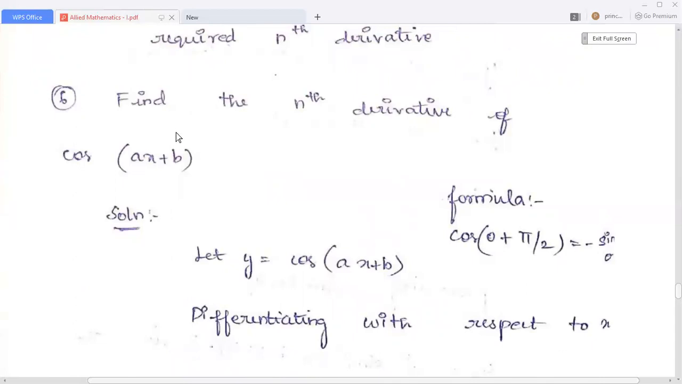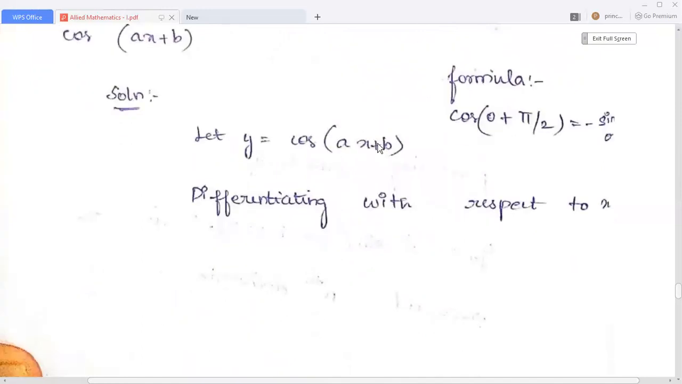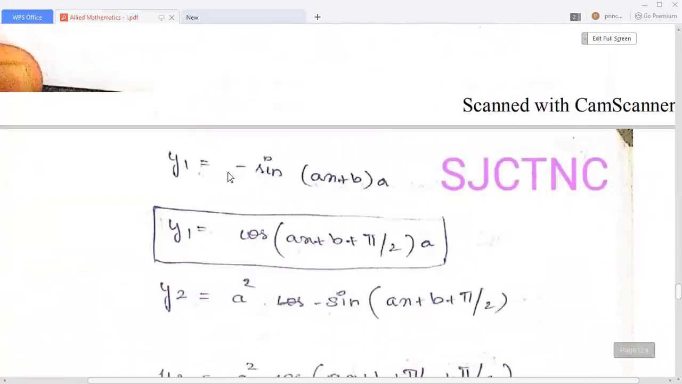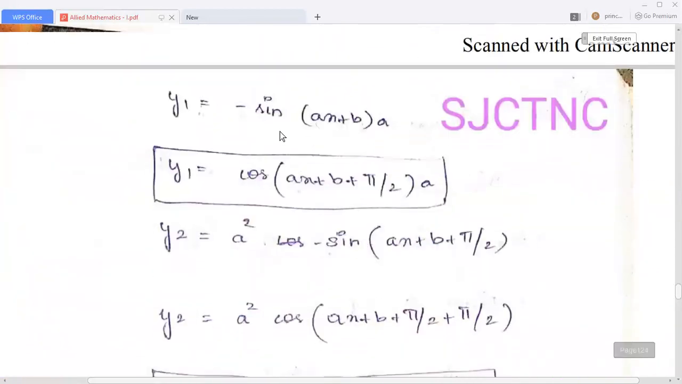Right. The next one, we find the nth derivative of cos of ax plus b. First, you take the given function as y. Now we are going to differentiate this continuously with respect to x. So here first derivative is, when you differentiate this cos function, we get minus sine of ax plus b into a. Here this minus sine function again should be written in cos. So first we write cos of ax plus b plus pi by 2, into a. So that is equal to a into cos of ax plus b plus pi by 2.